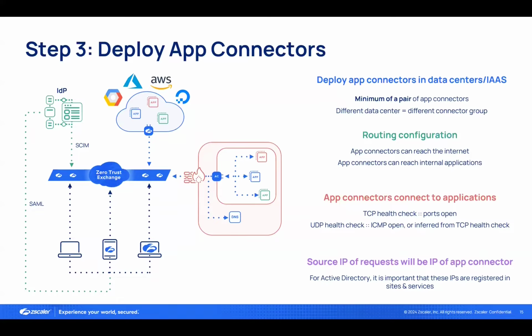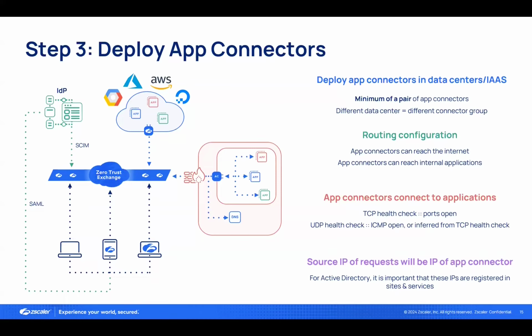The next consideration is that it's important to make sure you deploy app connectors in each data center, and that each data center maps to a different app connector group. This is because ZPA will select app connector groups to load balance connections across app connectors within the group.